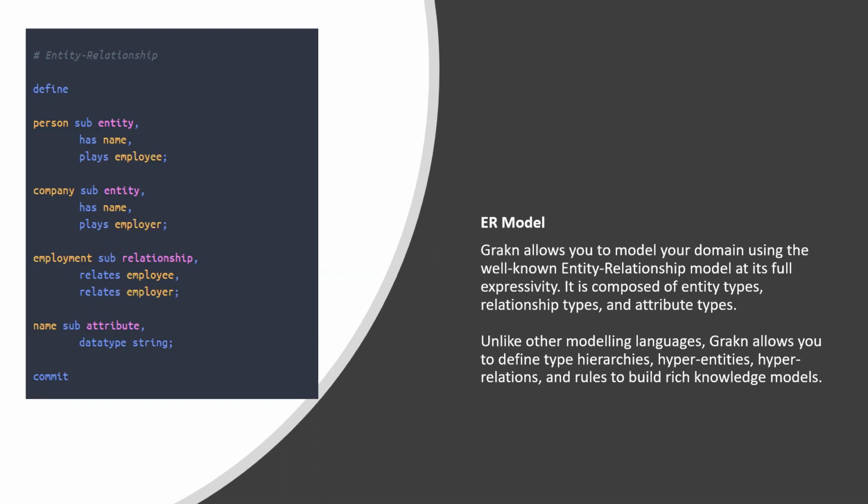And the last one is about attribute, like what kind of attribute you are defining. So in this case, I define name, of data type string. Once you write this query and run it, you have to run another command, commit, which commits your query results into Grakn storage. So this is all about the ER model, like how the entity relationship happens in the Grakn database.